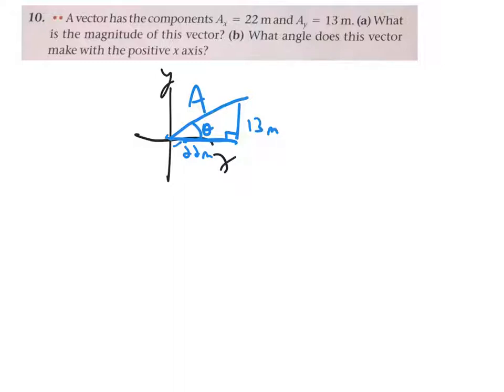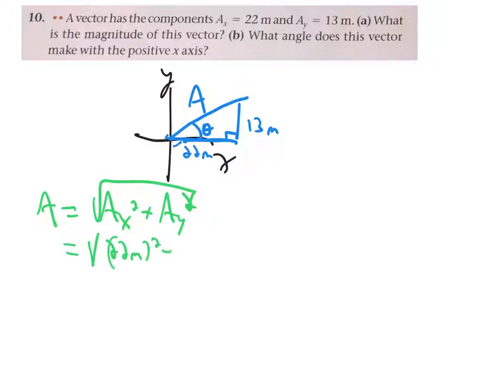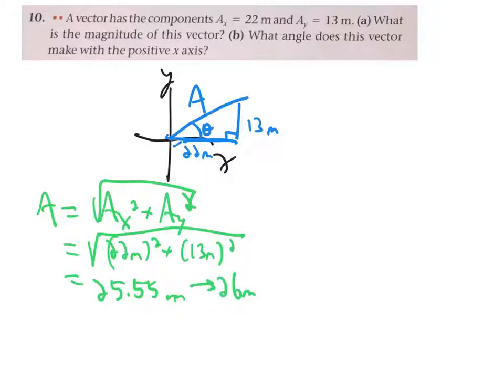We say A is ax squared plus ay squared square rooted, which is just the Pythagorean relation among the sides of that triangle. So we get the square root of 22 meters squared plus 13 meters squared, all under the radical, and we end up with 25.55, but I only have 2 sig figs, so I guess I should call that 26 meters.